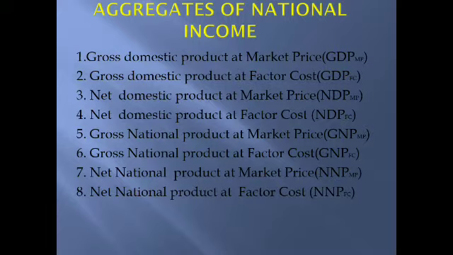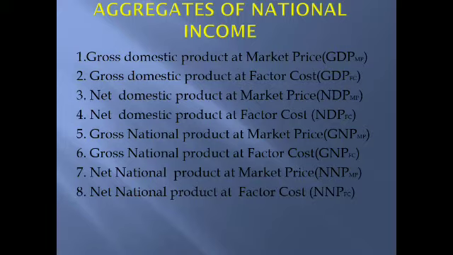The fifth aggregate is gross national product at market price, that is written as GNP MP. The sixth aggregate is gross national product at factor cost, that is GNP FC. The seventh aggregate is net national product at market price, that is written as NNP MP. The eighth aggregate is net national product at factor cost, that is written as NNP FC.